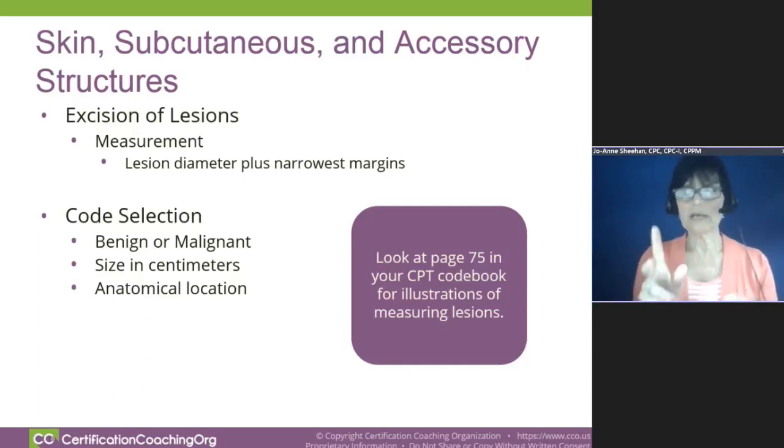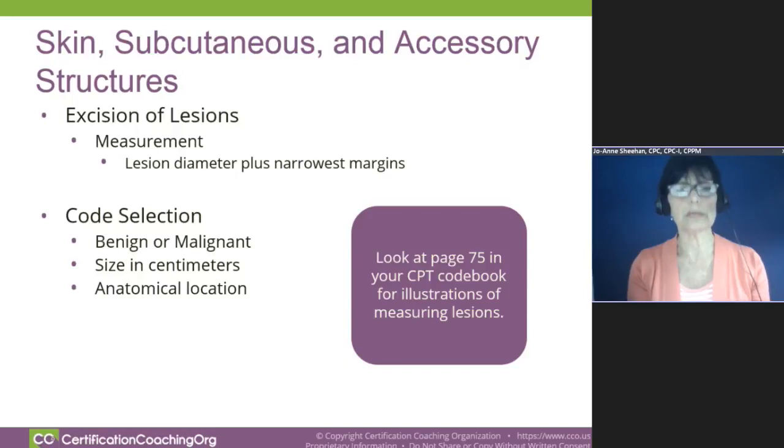A lot of doctors have a tendency to give you their excision of lesions before the pathology report comes back. And it really should be given to the coder once the pathology report comes back, because number one, the codes are different, both CPT and ICD-10, but also the reimbursement is a lot more for a malignant excision as opposed to a benign. And that's really important.